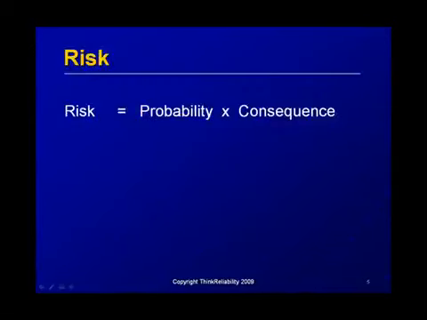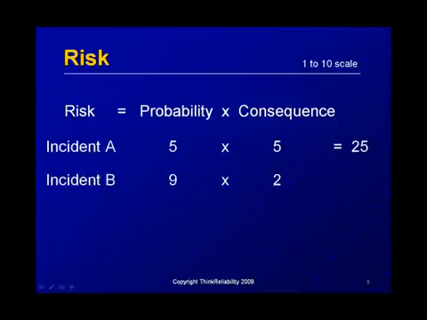A couple concepts I think are important up front are this simple definition of risk: probability times consequence. You could take an incident that, using a 1 to 10 scale, has a probability of a 5, and on a 1 to 10 scale has a consequence of a 5. The number is a 25. Another incident could have a higher probability but a lower consequence, so it's a little bit lower in terms of the risk. Relative risk, and then incident C has a higher probability and a higher consequence, and it gives a number of 72.